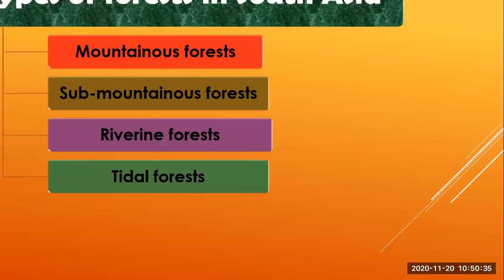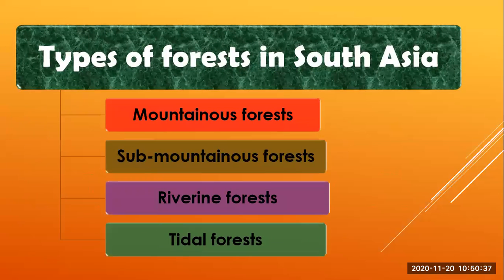According to our book, there are 4 types of forest in South Asia. How many types of forest are there in South Asia? There are 4 types of forest in South Asia, and here are the names of these forests in front of you. Number 1, mountainous forest. Number 2, submountainous forest. Number 3, riverine forest. And the last is tidal forest.